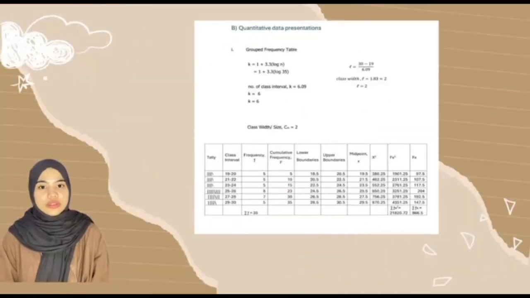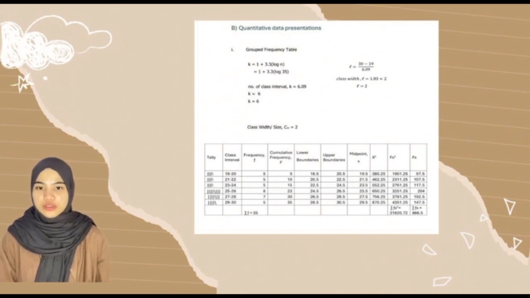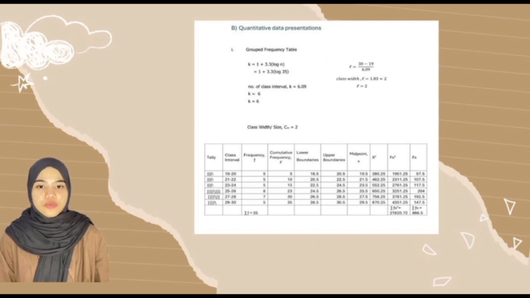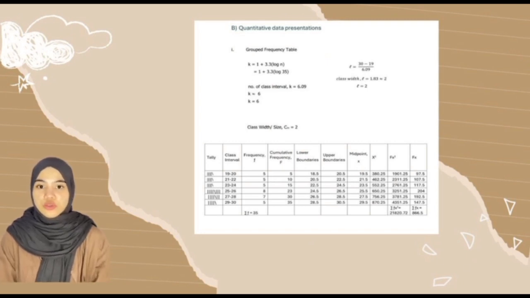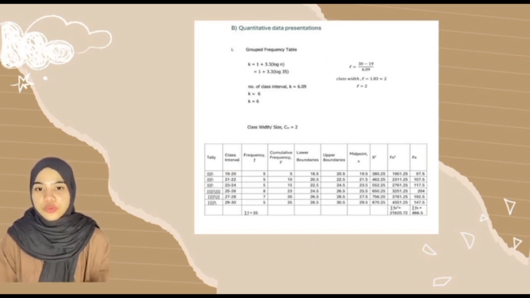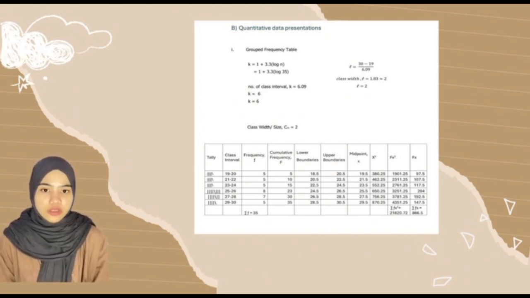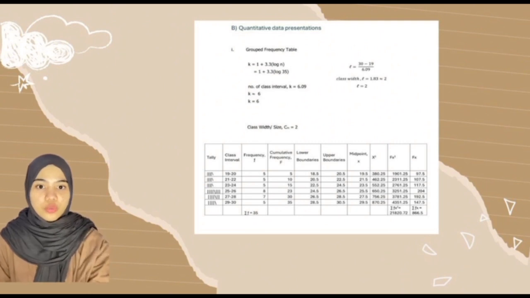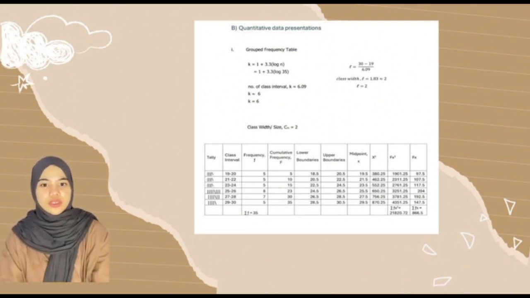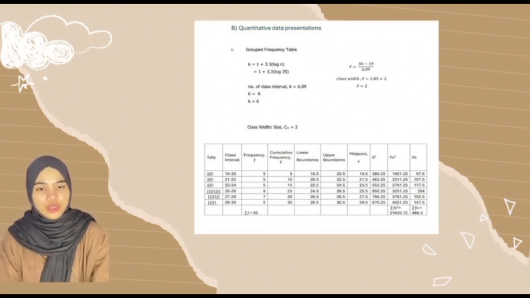For B, quantitative data presentation, which we choose age as the quantitative variable, then we have to construct a group frequency table. To make a group frequency table, we need to know 2 things. First is the number of class interval, and the second is the class size, or we call it as class width. Then we will put our information inside the formula.